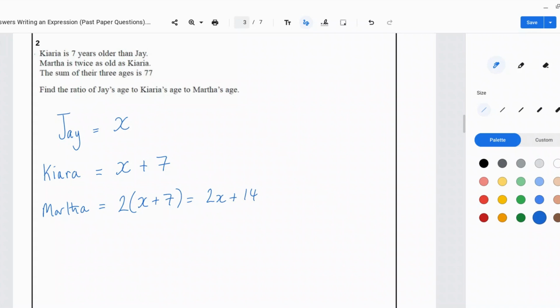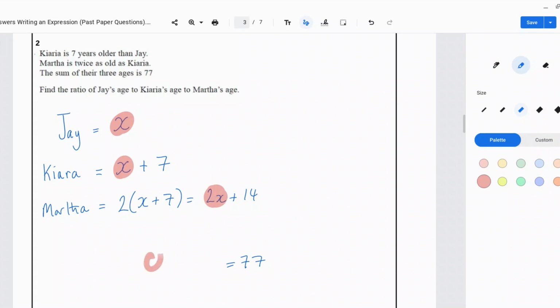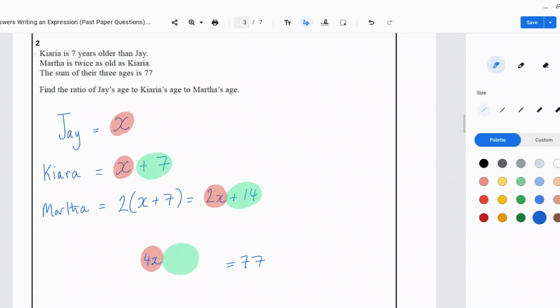And we're told that the sum of their 3 ages is 77, so that means the total of their 3 ages. And what we now need to do is collect the like terms, so we count up all the X's, 1, 2, 3, 4. So an expression for their 3 ages will be made up of the 4x here, and then we're going to add up the numbers as well. We've got a +7 and a +14, which makes +21. So an expression for their 3 ages is 4x plus 21.